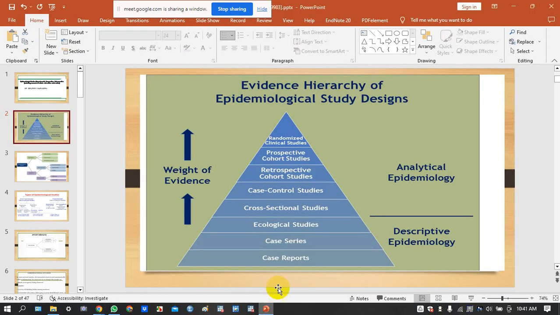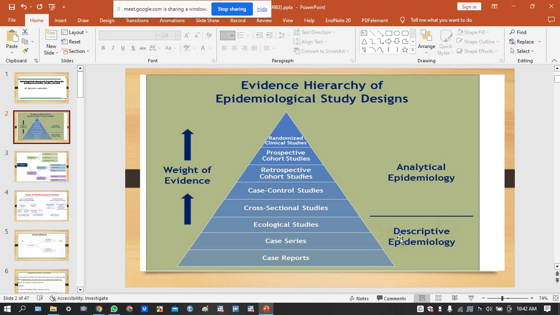So at the base, this is the apex, that's the highest, so highest evidence. That's why we are showing it with an arrow. And this, from the case report to ecological studies, we call these three studies descriptive epidemiology or descriptive studies. They just describe, they don't infer any causation or causal relationship. When you say causal relationship, that is the cause of a disease.